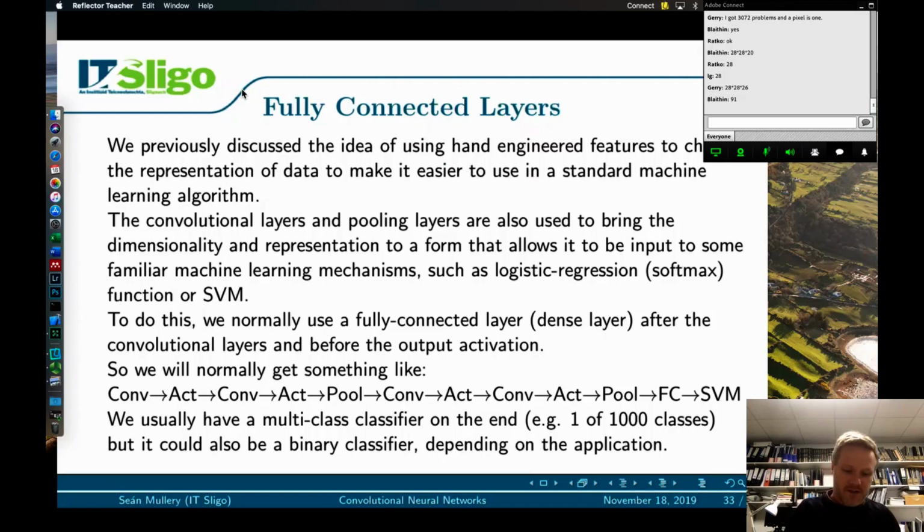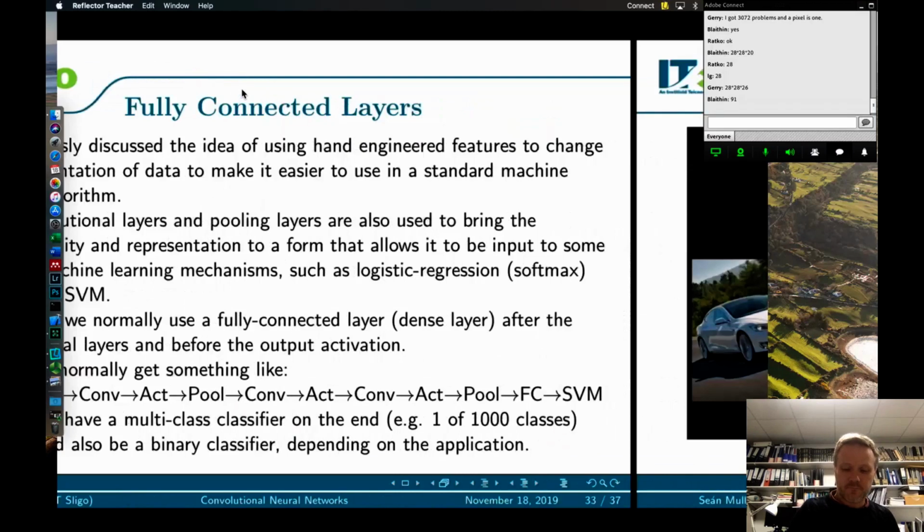So we'll often have this where we'll do our standard convolution, activation, pooling, do it again, and then eventually come to a fully connected layer and then into something like an SVM in order to do our final classification into one of 1,000 classes. This could also be a binary classifier, obviously, in which we just have one of 2 classes out. It depends on the application that we're trying to do.